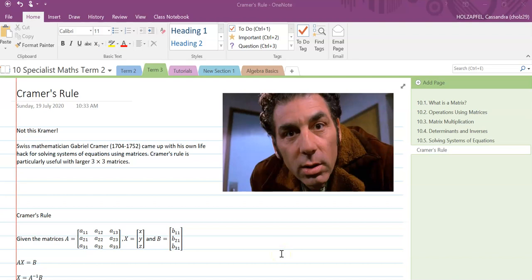Today we're going to be looking at using Cramer's rule to solve systems of equations using matrices, and not the Cramer that you're thinking of. It was actually a Swiss mathematician called Cramer who came up with his own life hack for solving systems of equations. It's particularly useful for solving 3x3 matrices. That's my preferred size for using Cramer's rule.